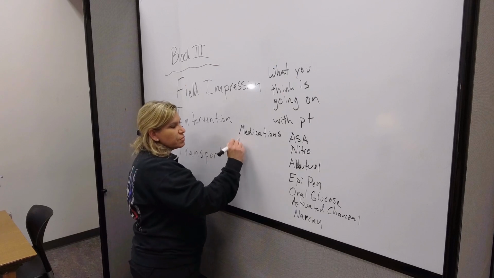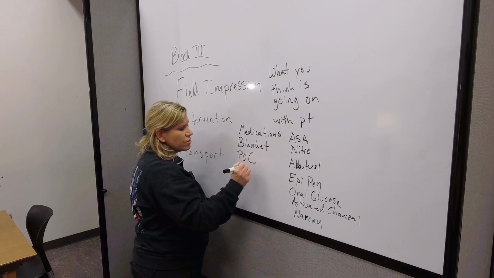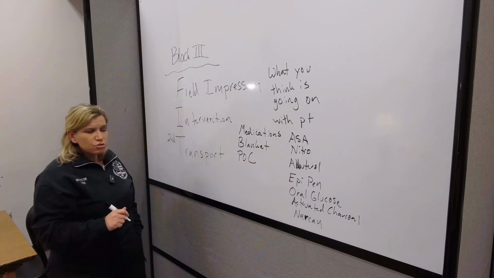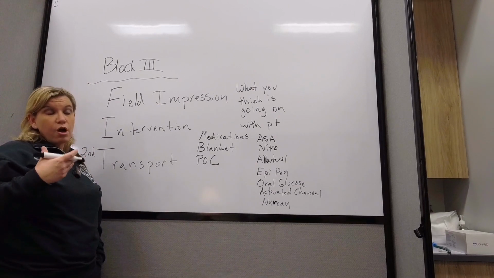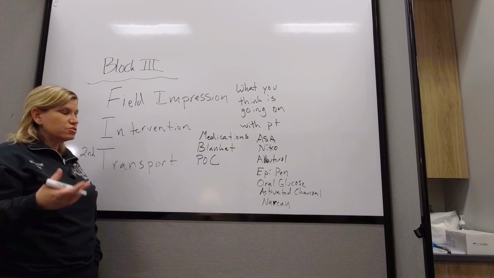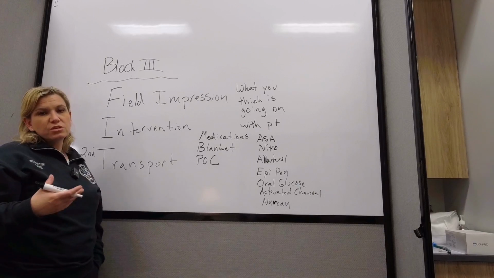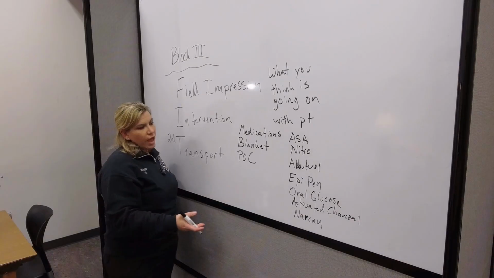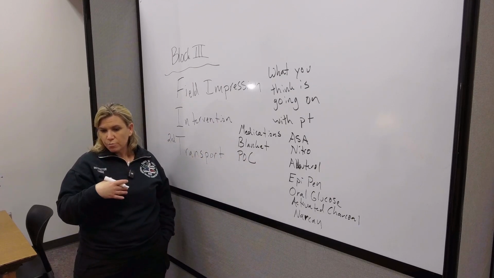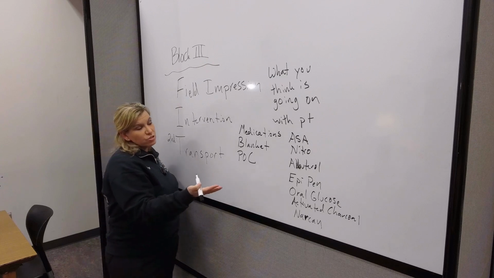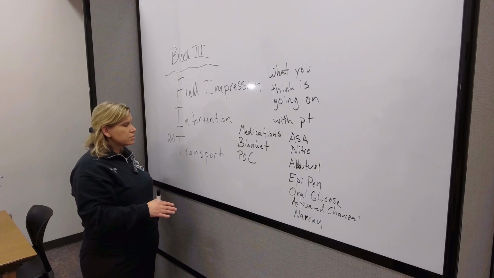Other interventions can be as simple as a blanket. It can be as simple as a position of comfort. That's what POC stands for. So maybe placing the patient in a tripod position or trying to help them get into a high Fowler's position because they're short of breath. Maybe putting them in a semi-Fowler's position, whatever is the most comfortable for them. And then if you did oxygen, that's an intervention you've already started prior, like we talked about in block 1. So those encompass all of your interventions.